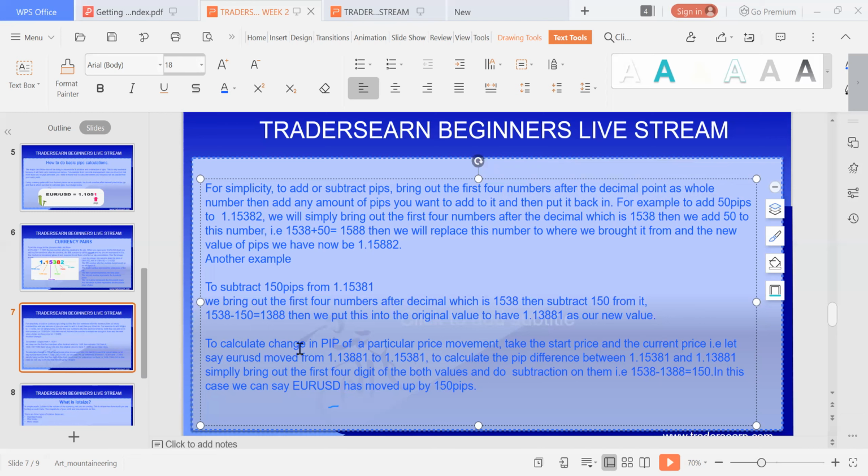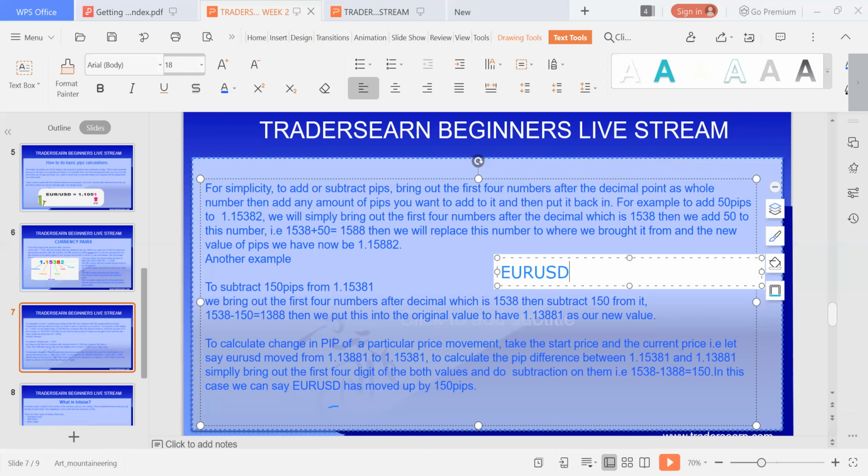Now, to calculate the change in pips of a particular price movement, take the start price. Okay, let's say EURUSD again.